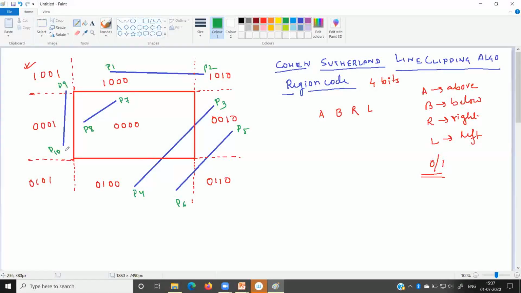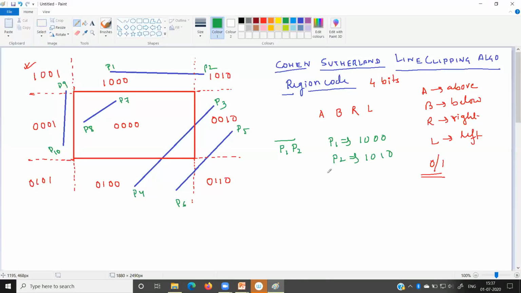Fine. So how will we check it? We will consider the first line segment. That means we will consider the line segment P1 and P2. What we have to do is find the region code for P1. What is the region code for P1? See, P1 belongs to this region, so the region code for P1 is 1000. And what is the region code for P2? The region code for P2 is 1010.